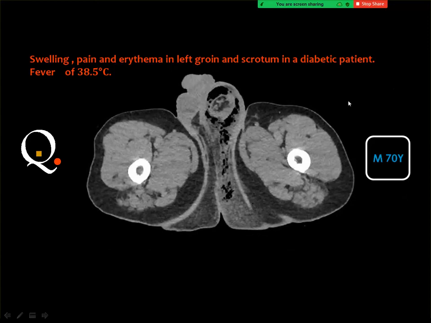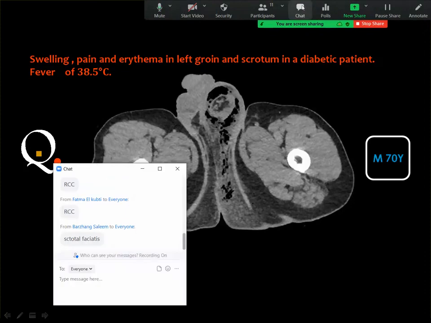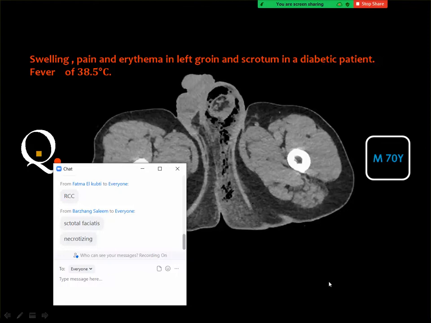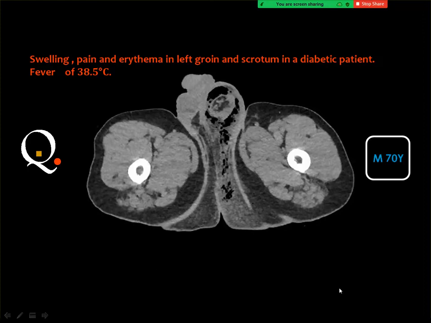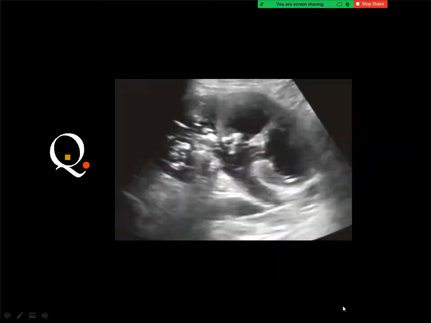The next case is a male, 70 years old. He is a diabetic patient presenting with swelling, pain, and erythema in the groin and scrotum with fever. Yes, necrotizing fasciitis is the answer. This disease has a specific name, Fournier gangrene, but if you say this is necrotizing fasciitis, you are right. And of course, this is a severe infection because the patient is diabetic.